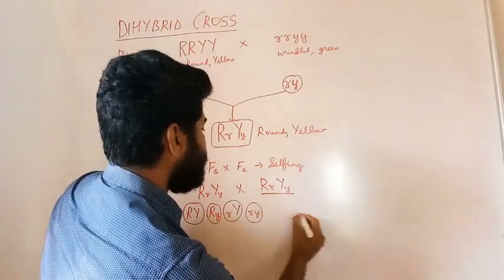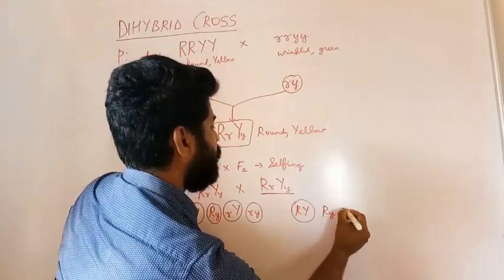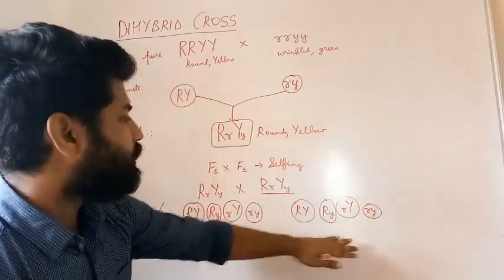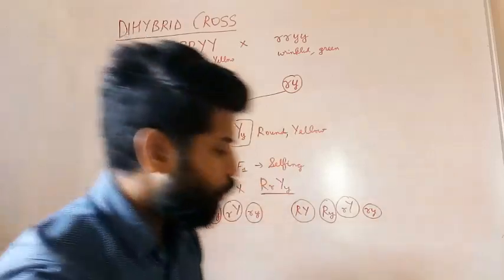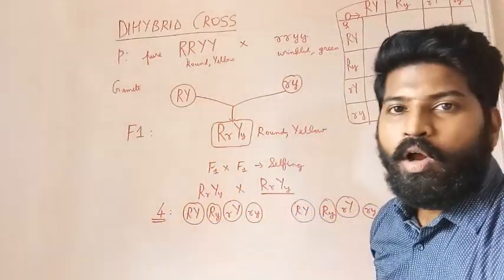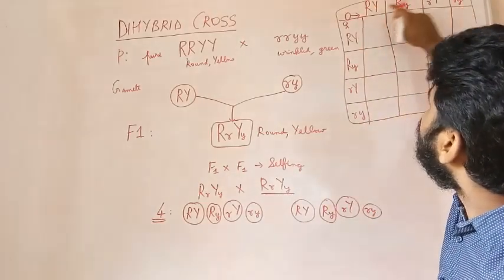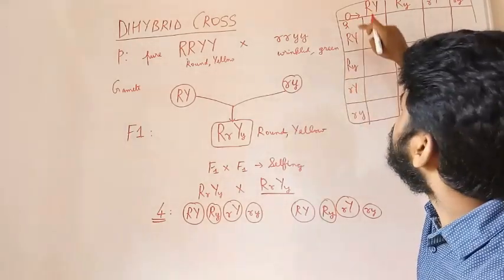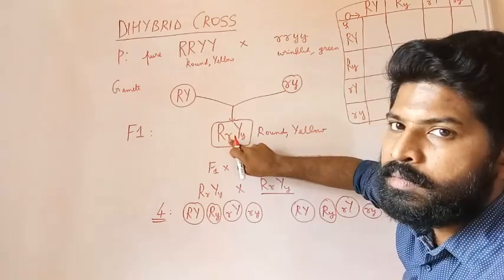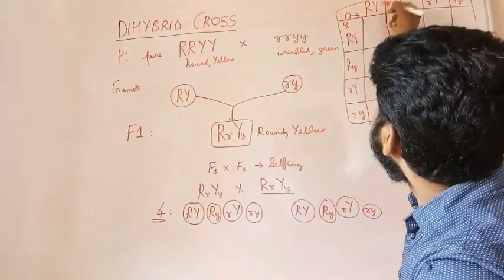Similarly, here also we will get the same: RY, Ry, rY, and small r, small y. These gametes, like we did in the monohybrid cross, we use the Punnett's square. All you have to do is take one gamete, fuse it with all the 4 possible gametes. So when fusion takes place, both the alleles will come together. So first we will start with here and cross it with this.